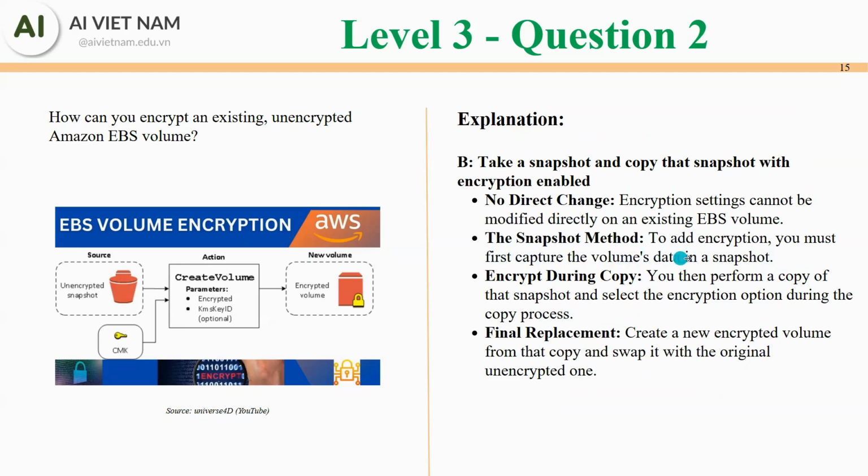With the snapshot method, to add encryption, you must first capture the volume's data in a snapshot, and we encrypt during the copy. Finally, for the replacement, we create a new encrypted volume from the copy and swap it with the original unencrypted one.